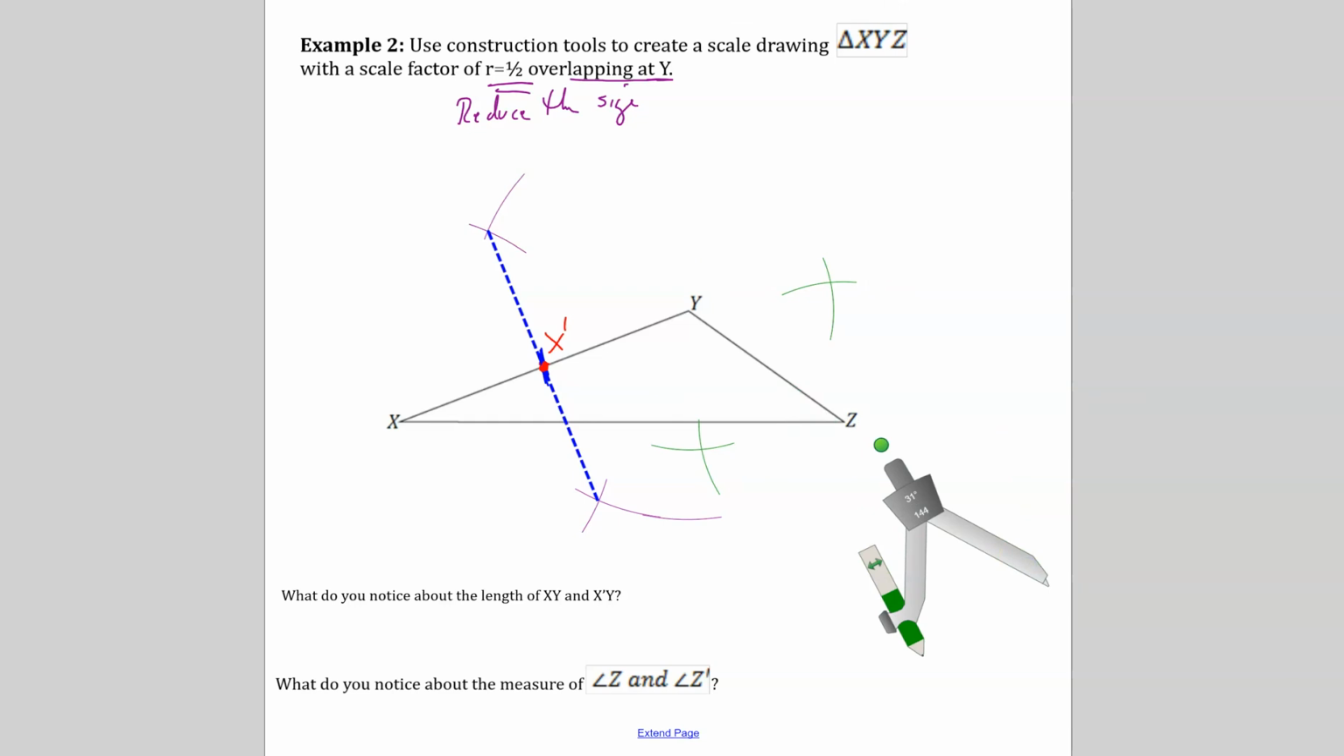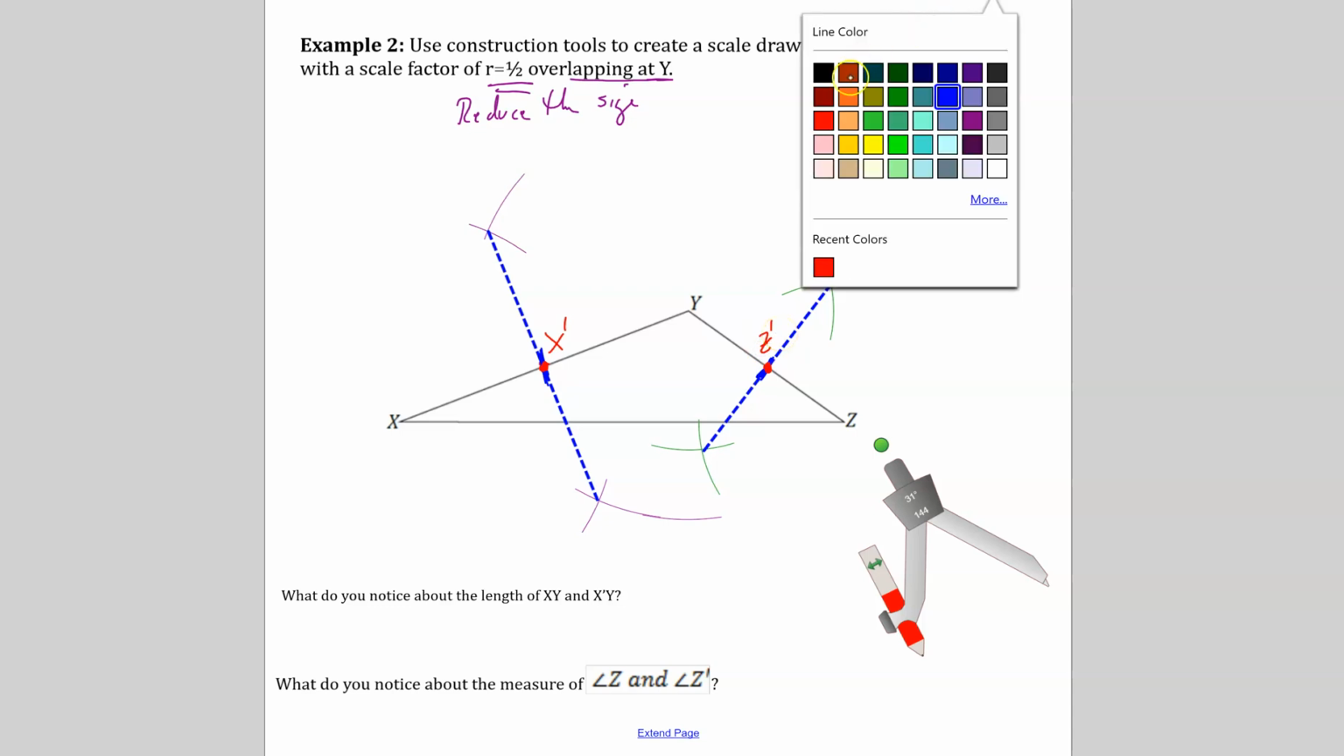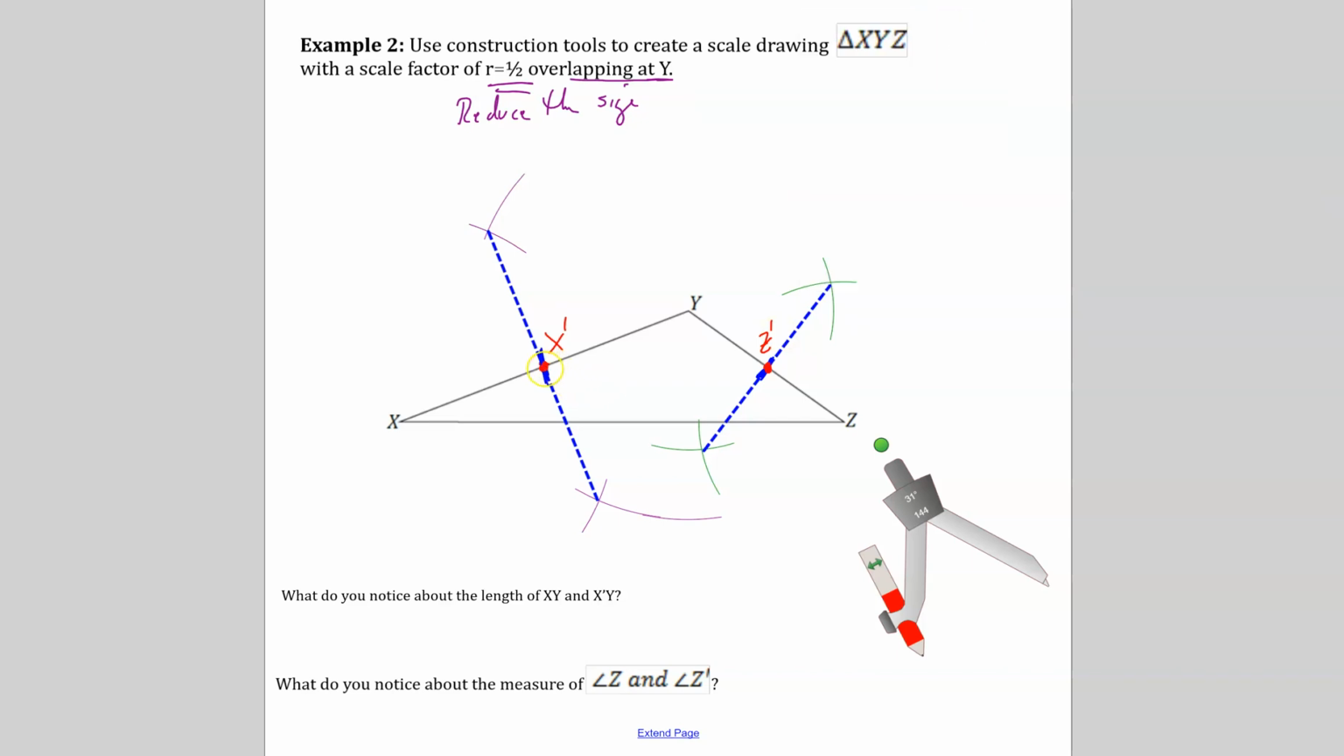Again, using my straight edge, I'm going to connect those. So I'm just going to show that with a dotted line. There we go. Again, where does it intersect? It intersects right here. At that point, that's my new Z, aka Z prime. All right, so now if I take my straight edge and I connect X prime and Y prime, X prime and Z prime, I will now have created a smaller triangle.